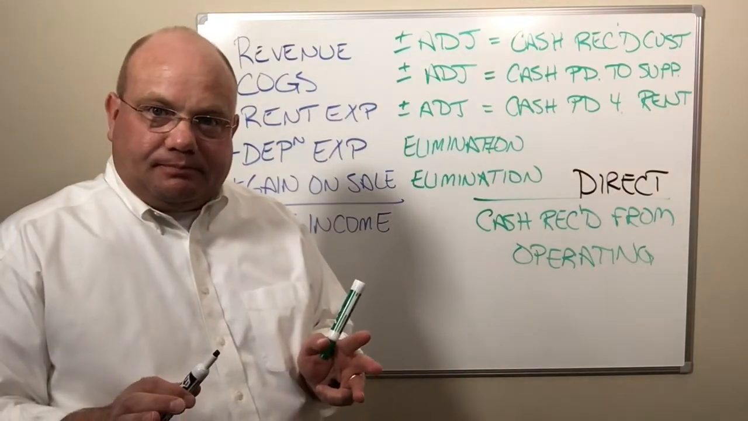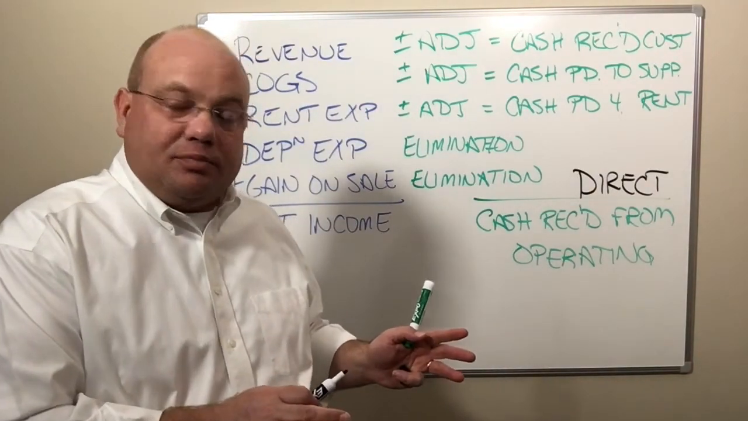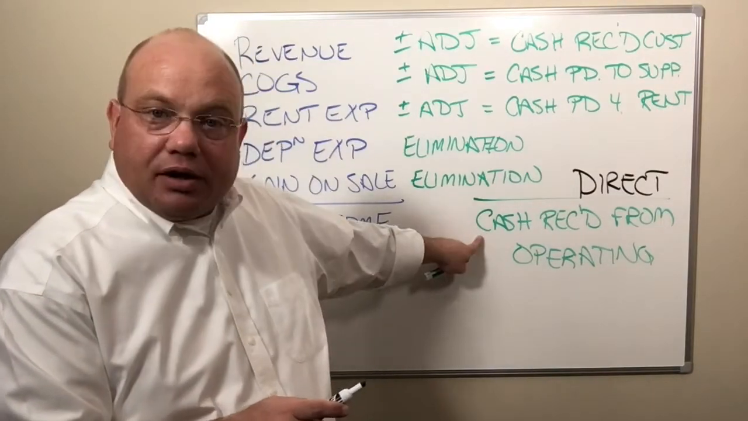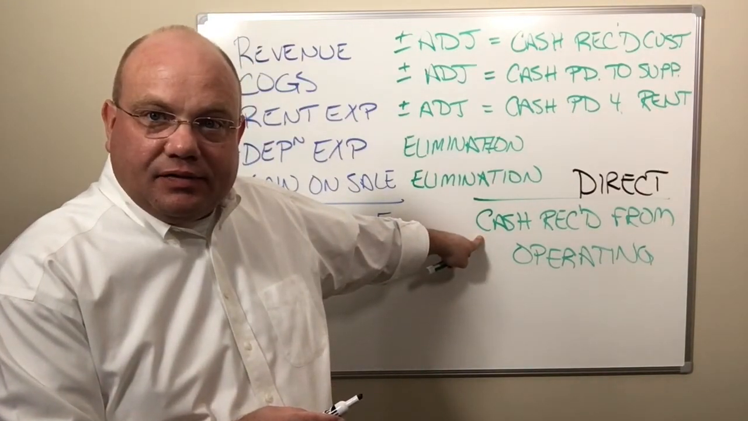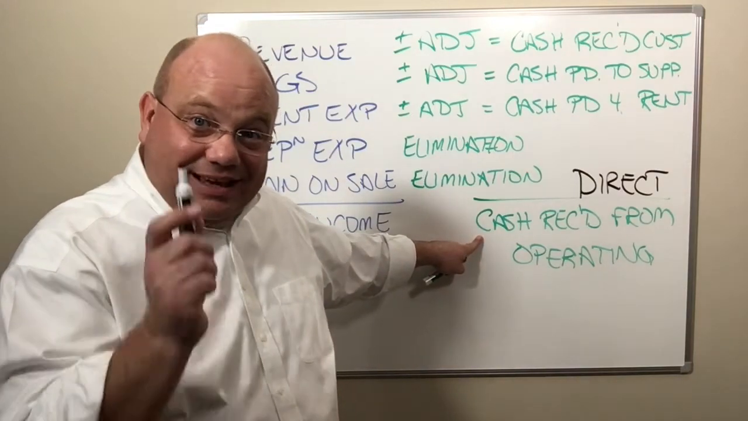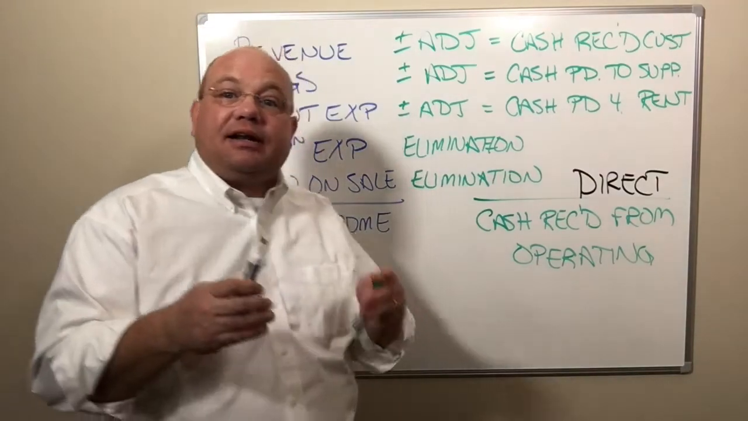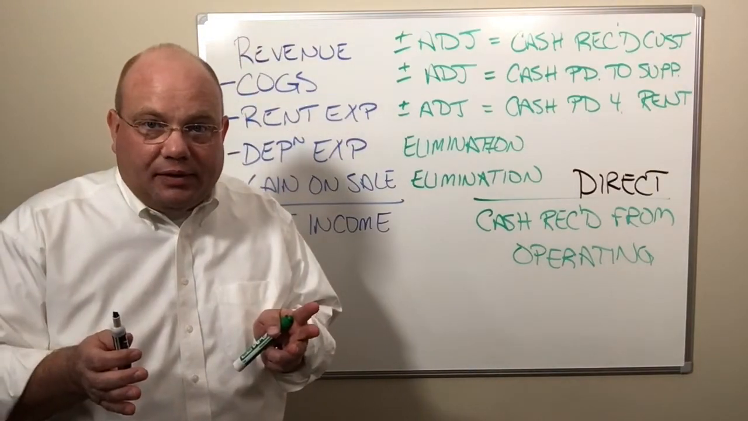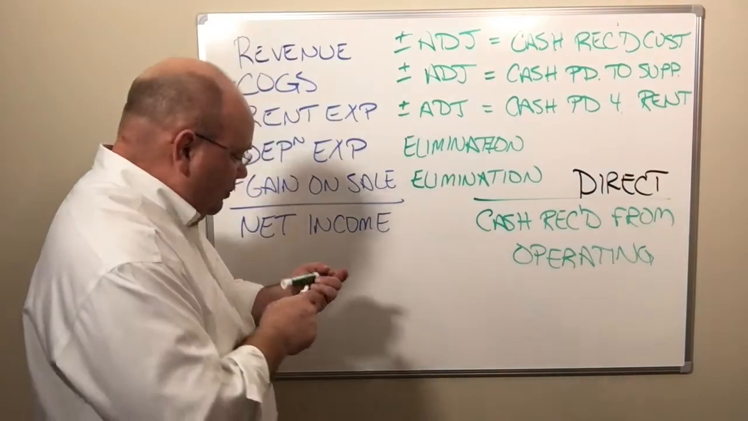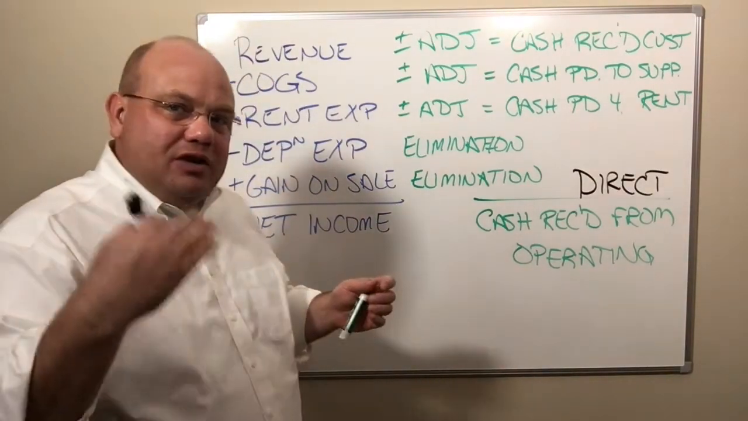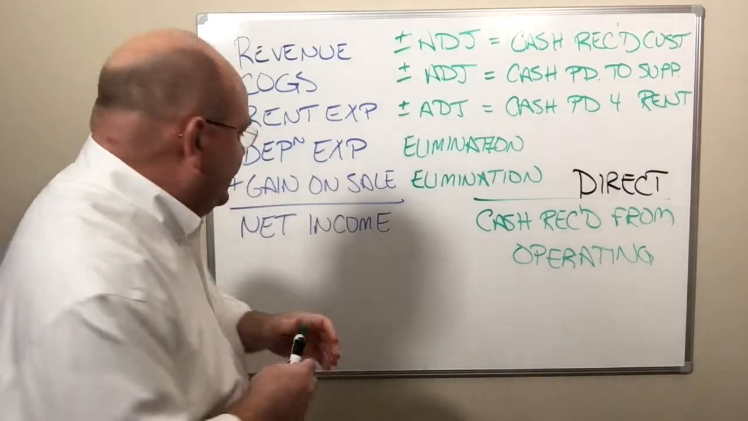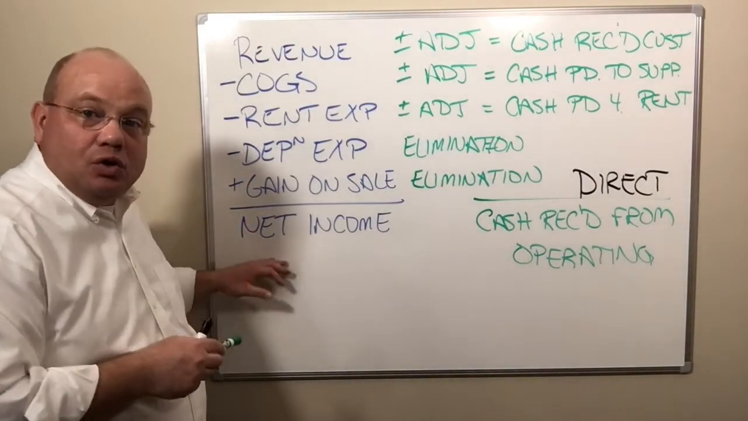Now, we've got the direct method cash flows from operating activities, and we know that this number, cash received from operating activities under the direct method, is exactly equal to the cash received from operating activities under the indirect method. Okay, so that is going to be exactly the same. Now, under the indirect method, we don't make adjustments to individual lines, but we make adjustments to net income.